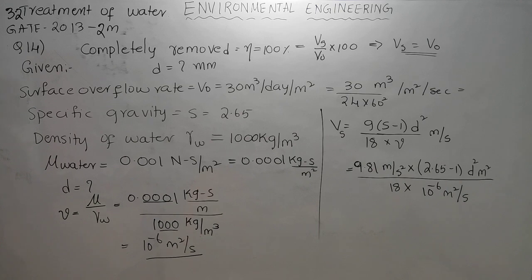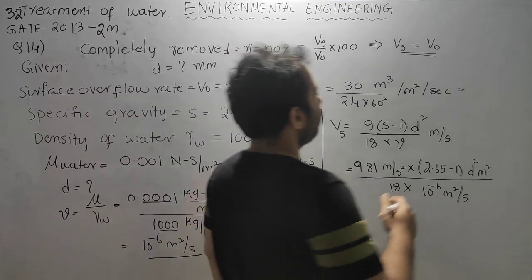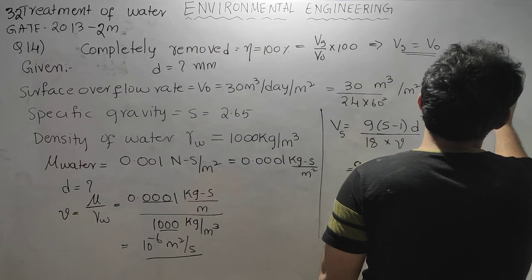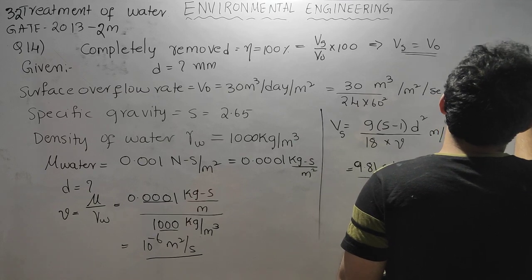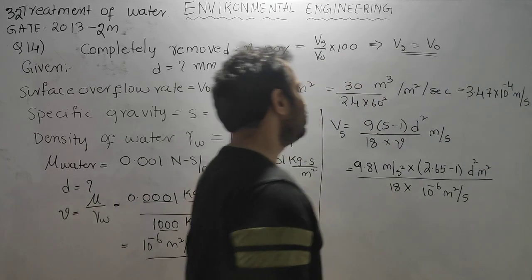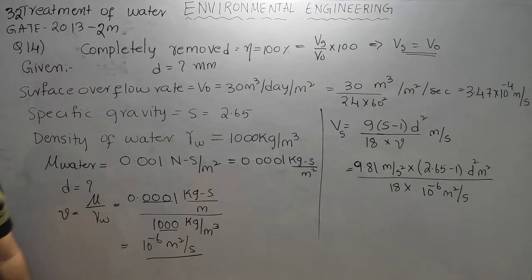(30 by 24 into 3600) gives 3.47 into 10 to the power of minus 4. So this is meter per second. Okay, so now equate V naught and Vs. Then we will get the value of D.